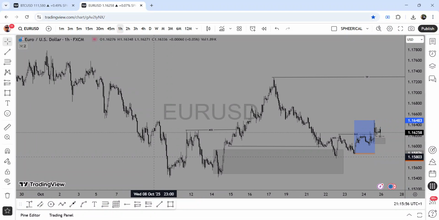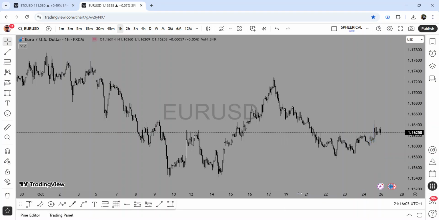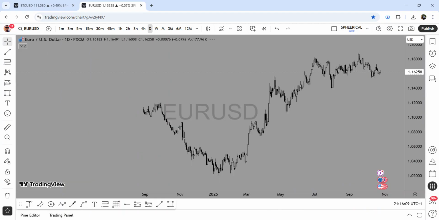Let's clear this. This is a past trade I had this week. So let's clear it and do a fresh top-down analysis, so you will also understand how I do my analysis. So let's go to the 1 day time frame.